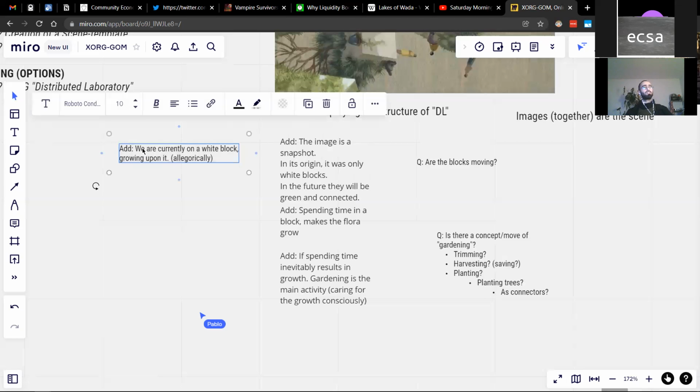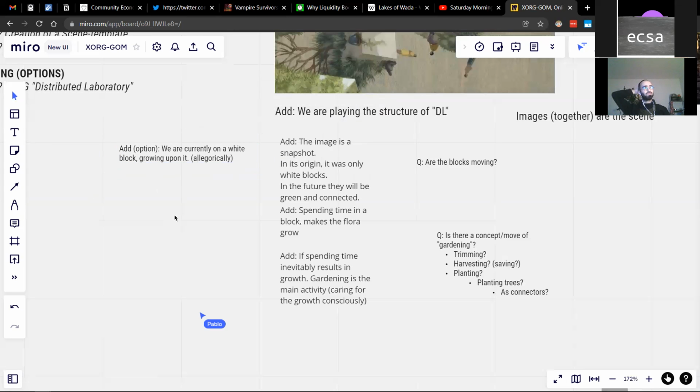I'll put it as an add option, meaning that it's a place you visit. Yeah, you can visit. Yeah. So yeah, it's one way to play it.